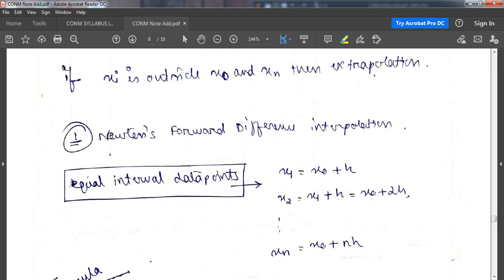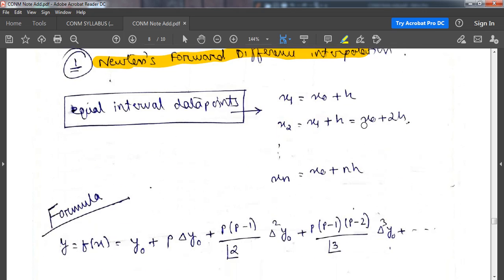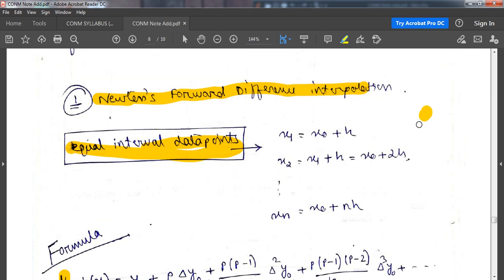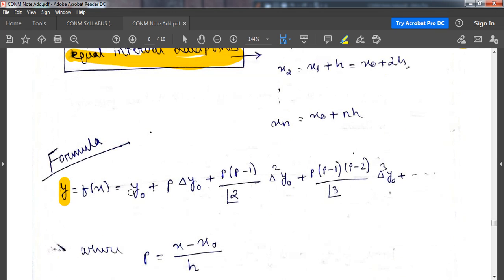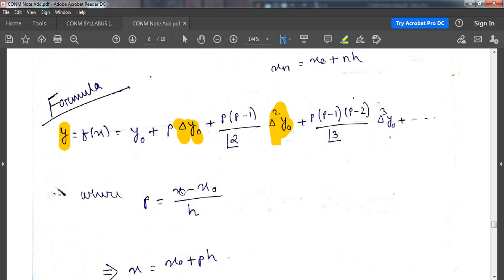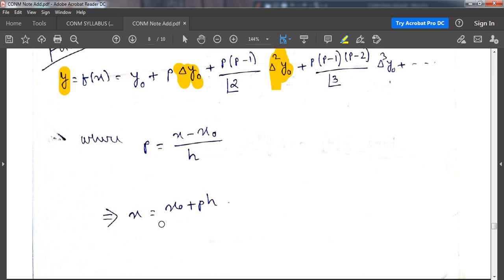Now, in order to find Newton's forward difference formula, we first need to make the forward difference table. This is for equal interval only. Just keep that in mind. Now, to calculate my y from the forward difference, which is delta, this is the formula used: y equals f of x equals y naught plus p del y naught. What is this del y naught? This is the forward difference of y naught. Then p into p minus 1 by 2 factorial del square y naught. This is the second forward difference of y naught. In this way we can find your y. What is the meaning of p? p is x minus x naught divided by h. So basically x equals x naught plus ph.